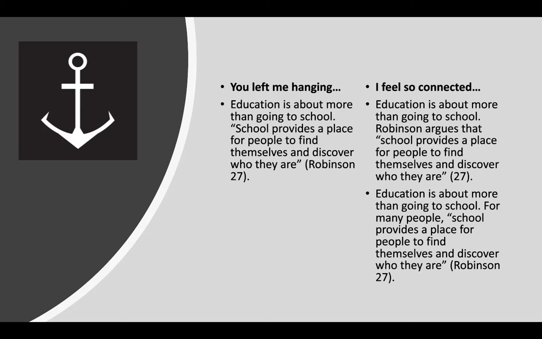So there's several ways we can remedy or correct this. We just want to make sure it's connected to something and it flows in your writing. So one option is the same starting sentence, right? Education is about more than going to school. Then we can bring in the author or the source as an introductory phrase before the quote. So, Robinson argues that school provides a place for people to find themselves and discover who they are. There I just took the author's name, I said that this is what they're arguing, I gave my quote and then I end with my citation.